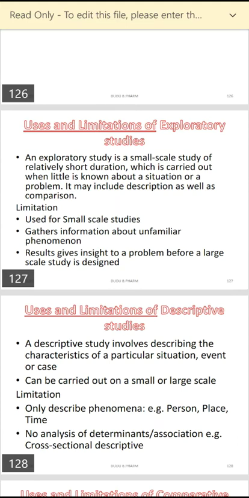Uses and limitation of exploratory studies. An exploratory study is a small-scale study of relatively short duration, which is carried out when little is known about a situation or problem. It may include a description as well as comparison.